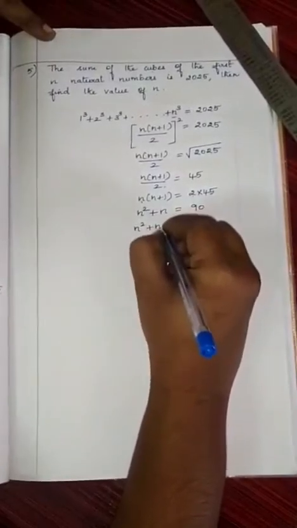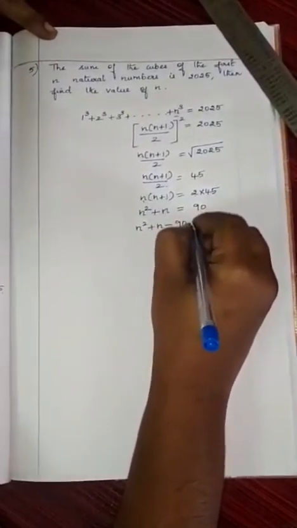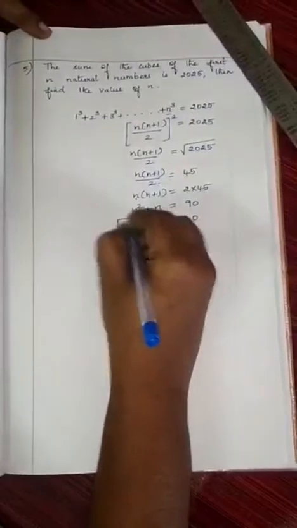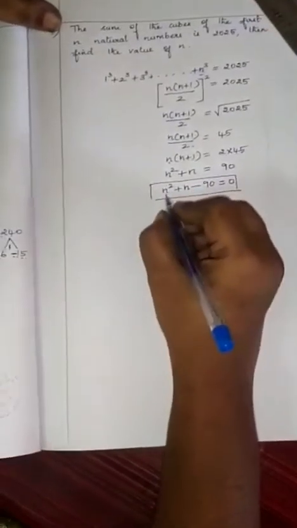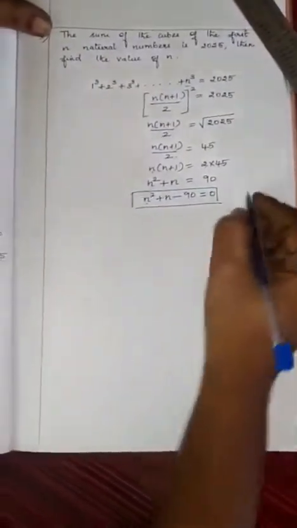When this 90 comes to this side, it will come as minus 90, that is equal to 0. Have this as one equation. This is a quadratic equation. So how will you find out the n value? You factorize this and find out.